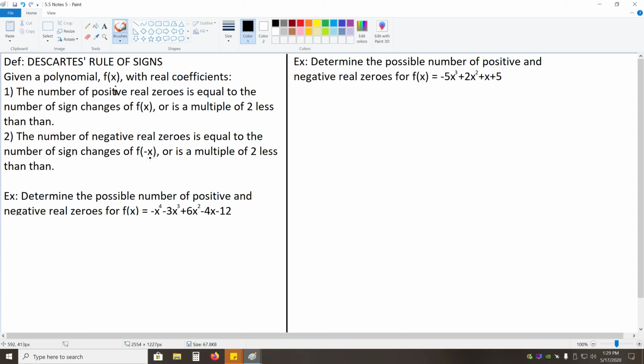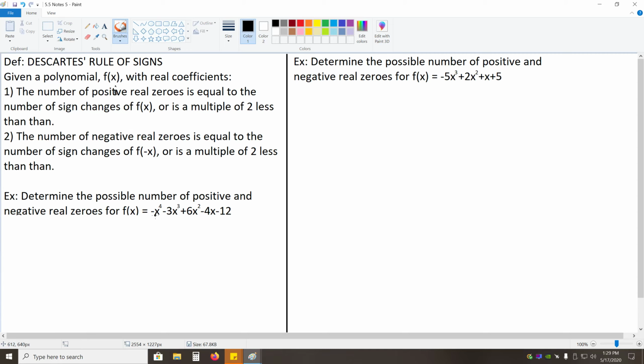So this is a very powerful rule. We can quickly check how many positive real zeros we have and how many negative real zeros we have, which again limits the number of things that we have to go through checking. So let's determine the possible number of positive and negative real zeros, given f of x equals negative x to the fourth minus 3x cubed plus 6x squared minus 4x minus 12.